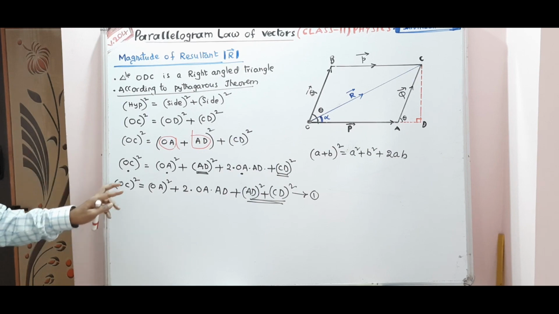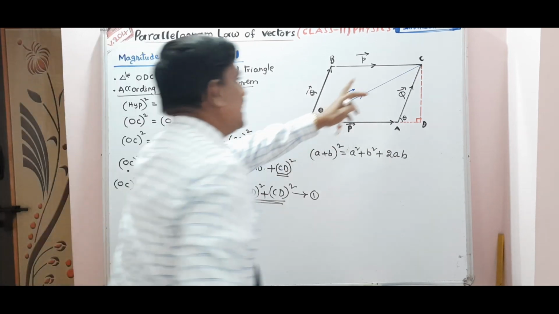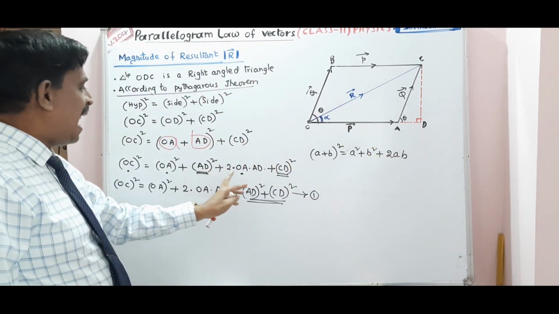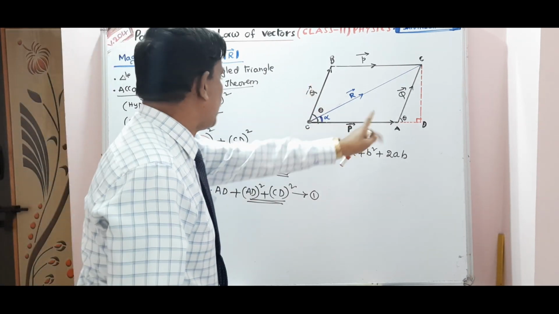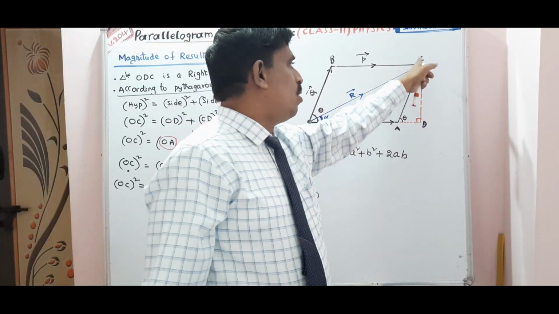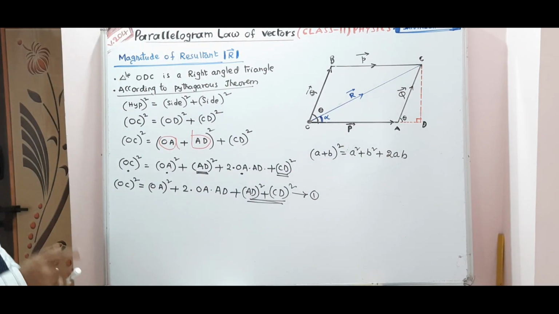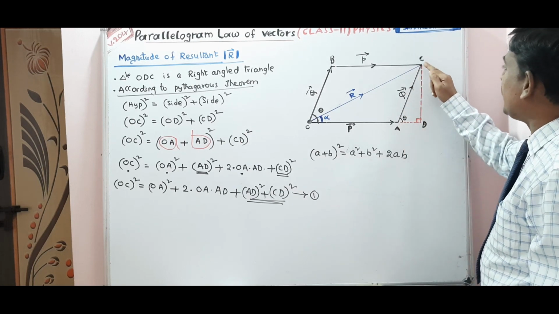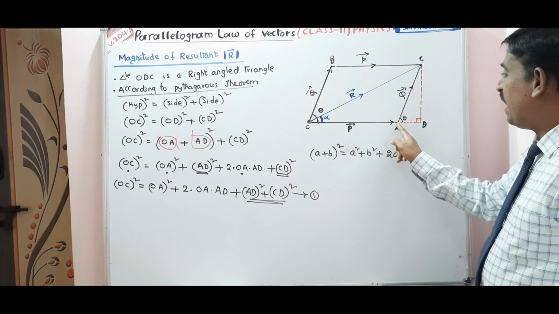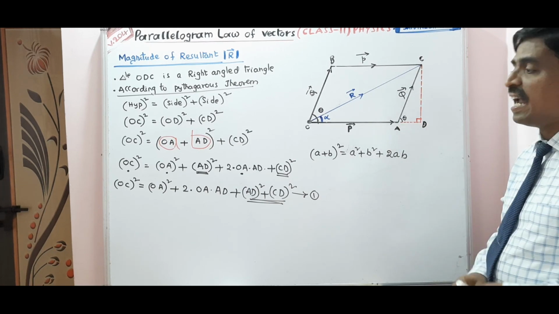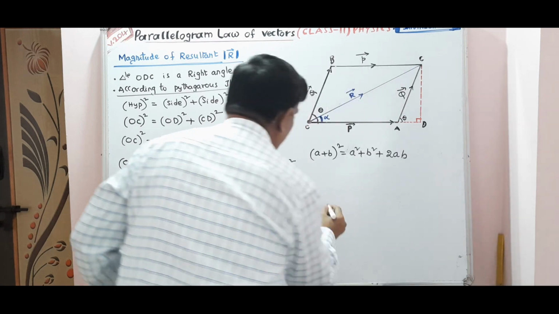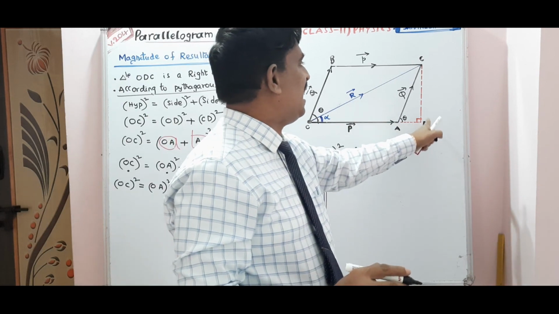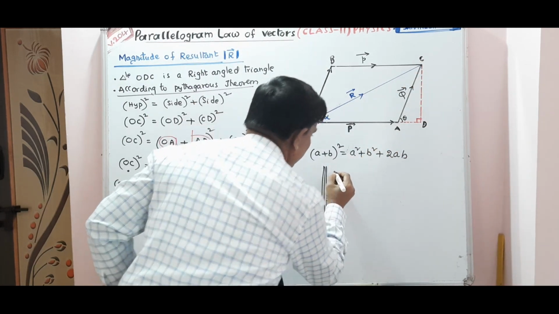Now in this formula, you know OC is equal to R, OA is equal to P. We don't know AD, we don't know CD. You have to find. For that purpose, you see here, ADC is a right angle triangle.